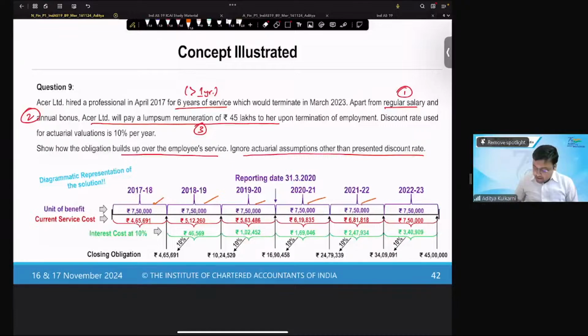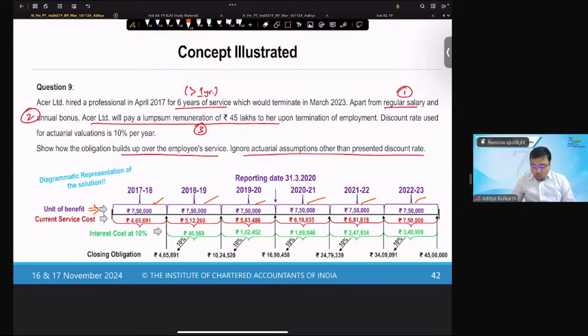7,50,000 every year, I have accrued the equivalent of this. Is it correct? I have accrued an equivalent of 7,50,000 each year. Is it clear to everyone? Yes, sir. So we call this the unit of benefit. We call it as unit of benefit.